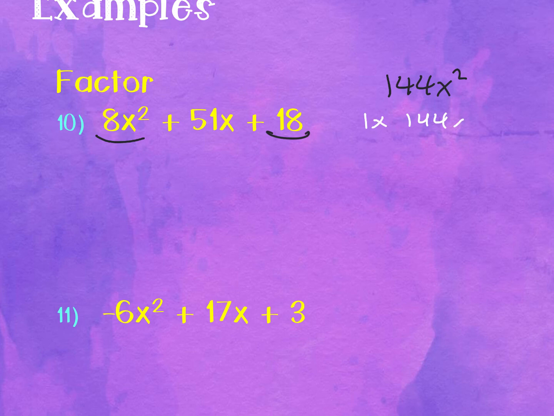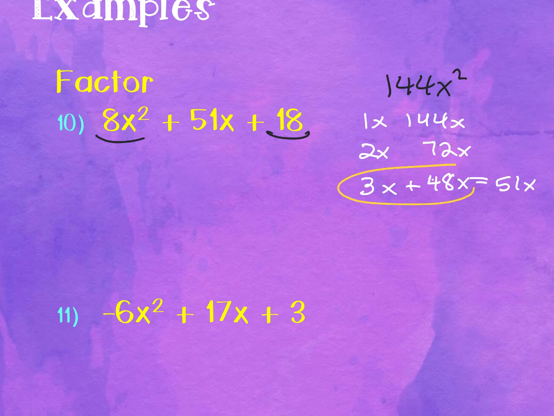That doesn't work because that gives me 145. And then if I do 2 times 72, that doesn't work. It doesn't give me 51. But then if I try to divide 144 by 3, that gives me 48. And then when I add them, I get the 51x. So these are my two factors that I need to use.